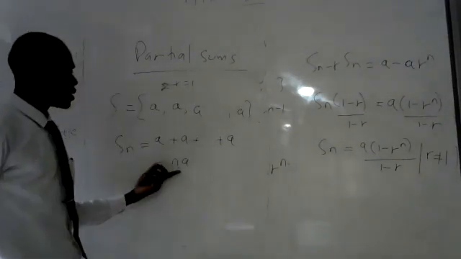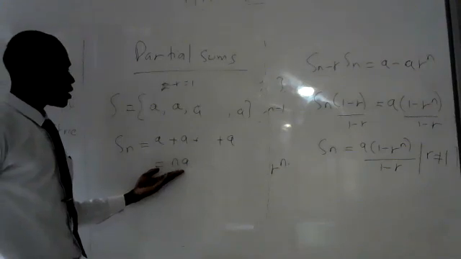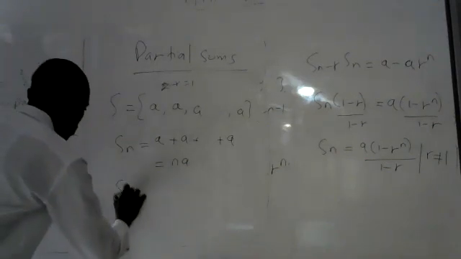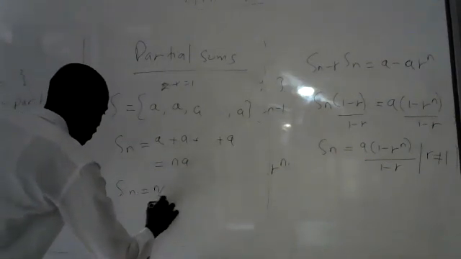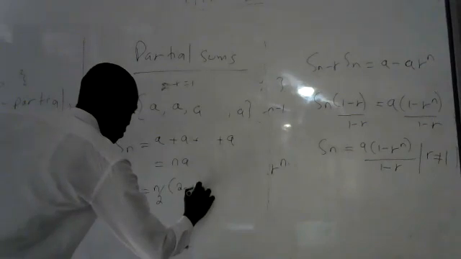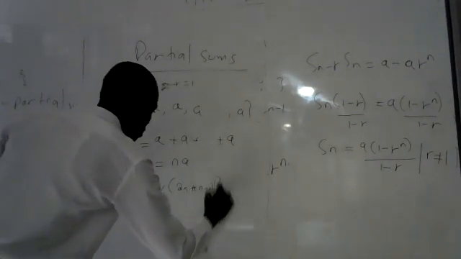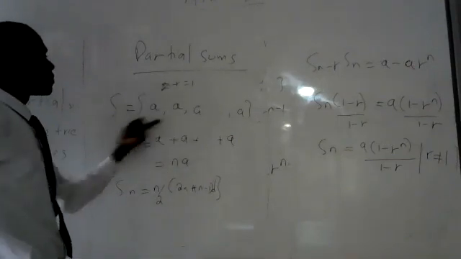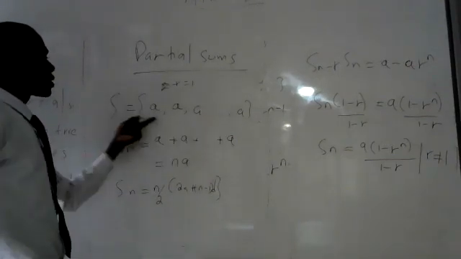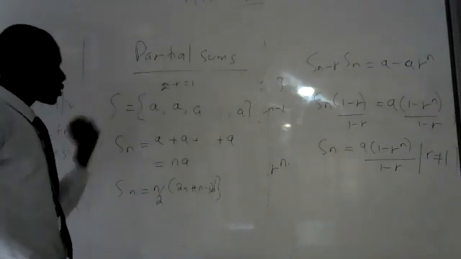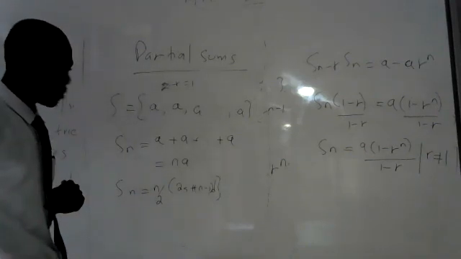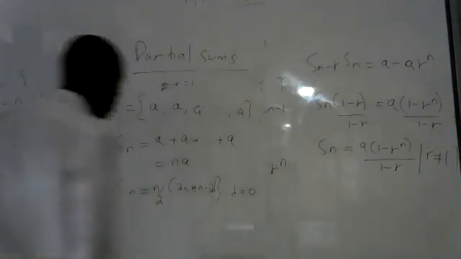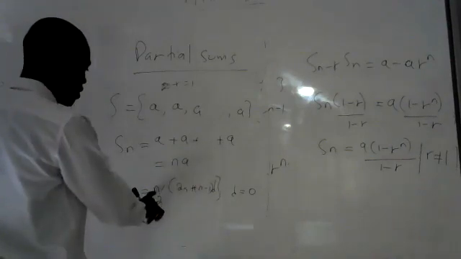And you notice that it becomes an arithmetic progression. So we know that for an arithmetic progression, the sum of terms is half of n multiplied by 2a plus n minus 1 times d. Here, what is d? What's the common difference here? 0. Good. So d is 0. We have first term is a, and n is just n.